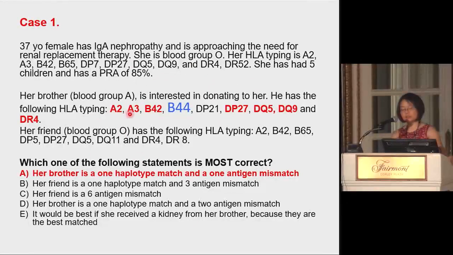Here I've highlighted 2 of the A's and 2 of the DQs because basically we can't tell which of them are on the same allele. And then there's a 1 antigen mismatch, which is B44.